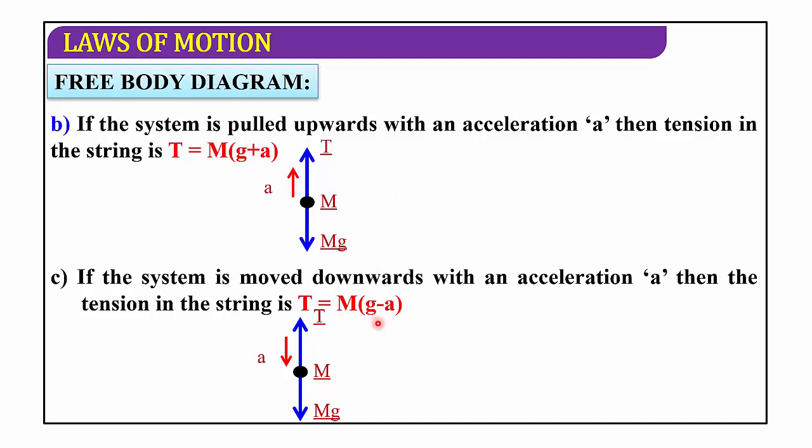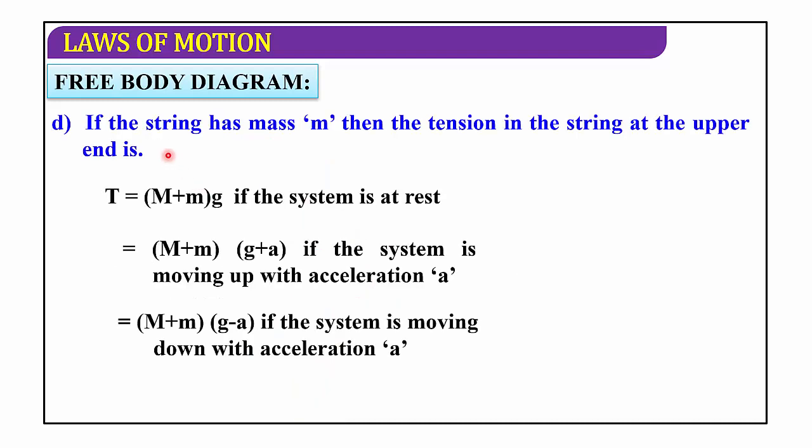The first case is when it is connected to a string, T equals mg. When it is pulled upward, T equals M into (G plus A). When it is moving downward, T equals M into (G minus A). These three equations you have to remember. Go for the fourth condition.